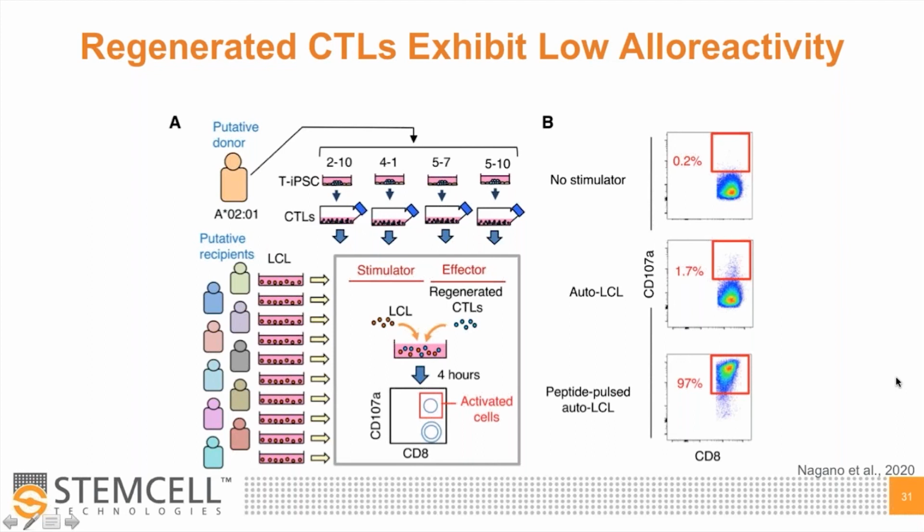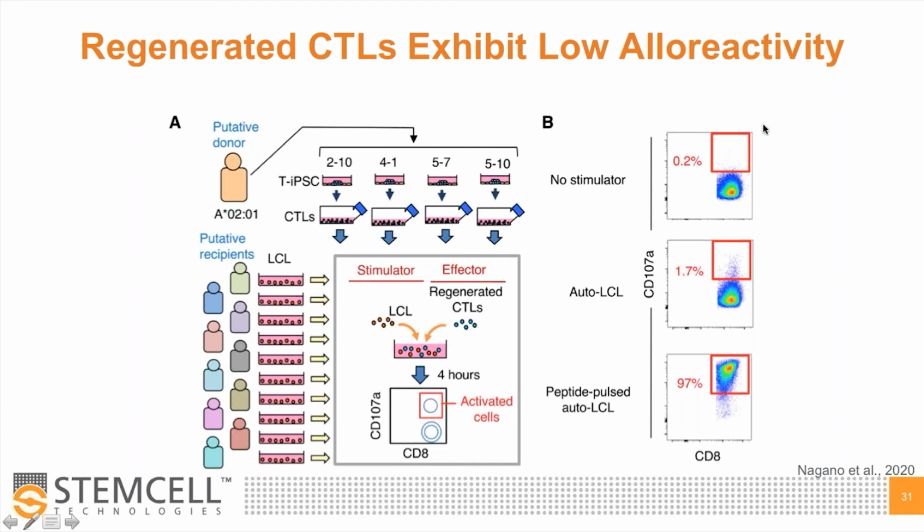So that leaves them with the following scheme of regenerated CTLs and looking at their alloreactivity. You've got your donor that you can get your T cells from and then generate T-iPSCs with the tumor specificity. Then you can generate CTLs, and the CTLs, if you remember, are stimulated by these lymphoblastoid cell lines, or LCLs. This is a mix of the LCLs with the CTLs. If you pulse them with peptide, you have activated T cells. However, there's also some potential for background or alloreactivity in the system using the same donor CTLs and LCLs.